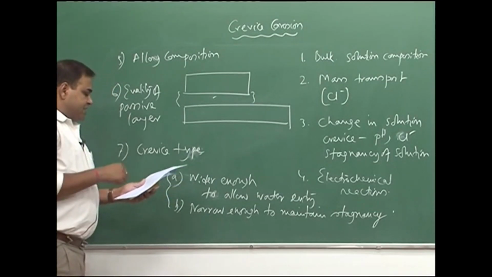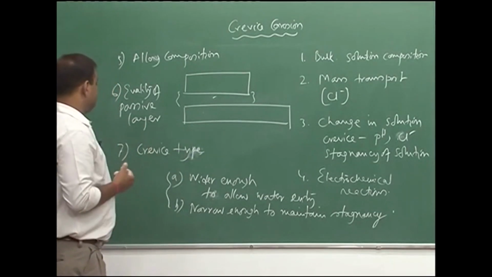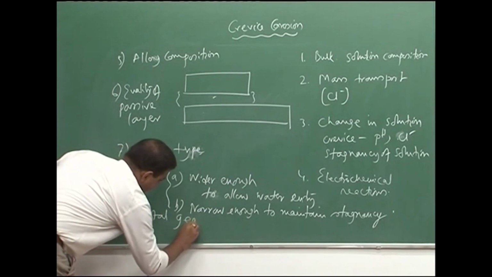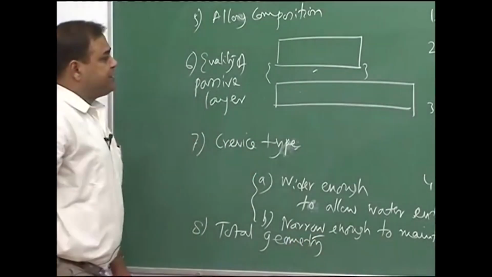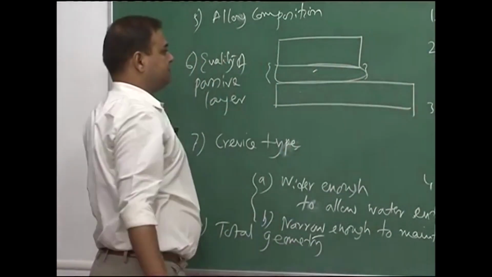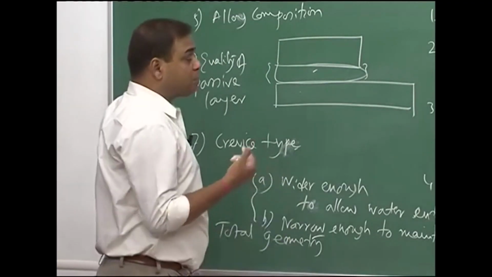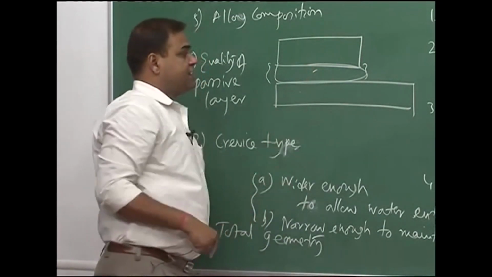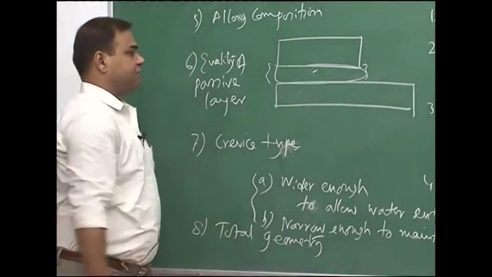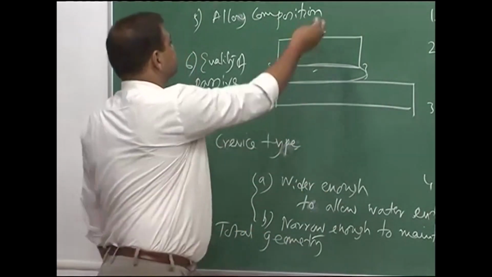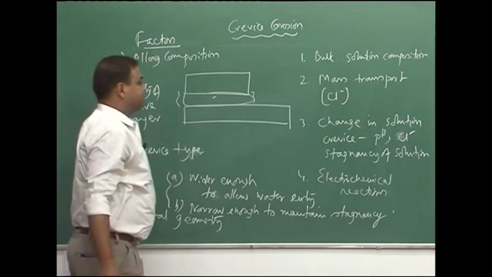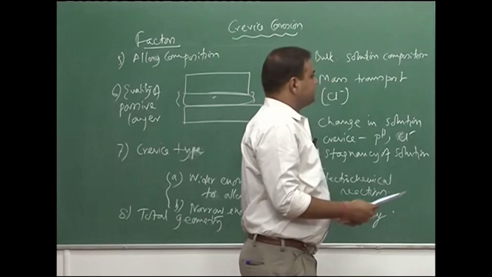Then we have the total geometry. Total geometry means the area ratio, that is, the ratio of this crevice area and the external area. Then we can have the number of crevices, how many such crevices exist on this entire structure. So, those will definitely affect the crevice corrosion. Now, these are the factors which govern the crevice corrosion.